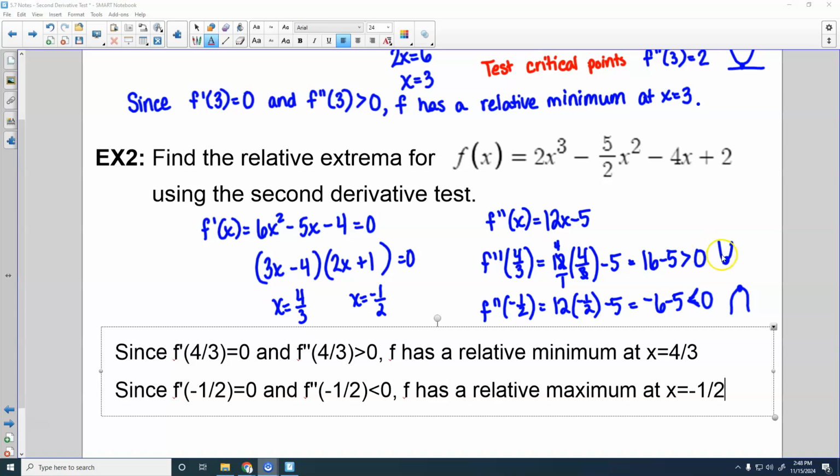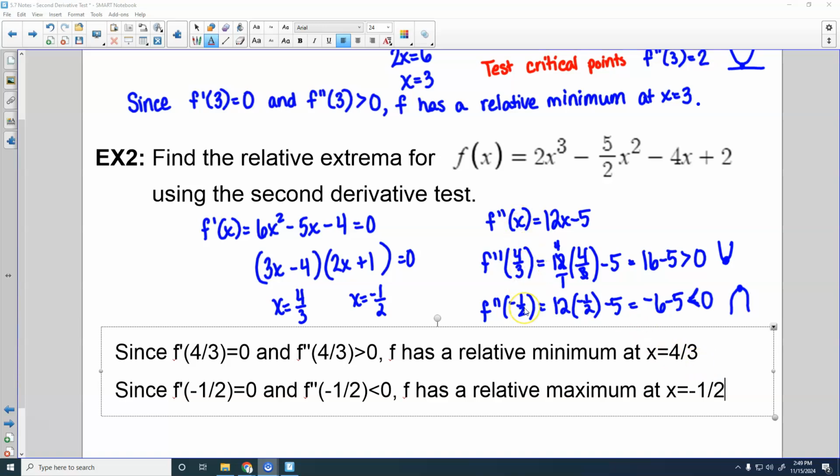I draw it here so I don't get mixed up because it's so easy to get these backwards. So it's concave up, which means you have a minimum point right there. So you can say since f prime of 4/3 equals 0 and f double prime of 4/3 is greater than 0, f has a relative minimum at x equals 4/3.